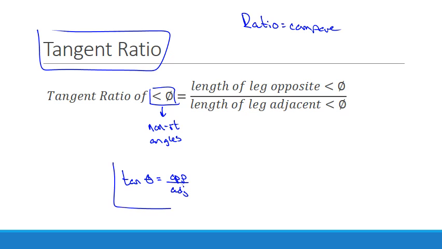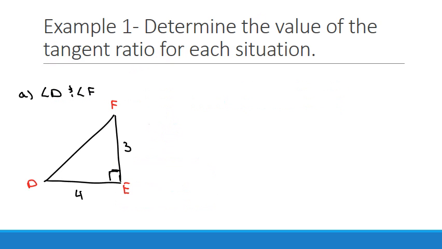Okay, so that is something you'll see a lot, a shorthand version of what I just wrote there. So that's the tangent ratio. Let's start playing around with it now. In this first example, it says determine the value of the tangent ratio for each situation. In this first one, I'm looking for the tangent ratio of angle D and then the tangent ratio of angle F.